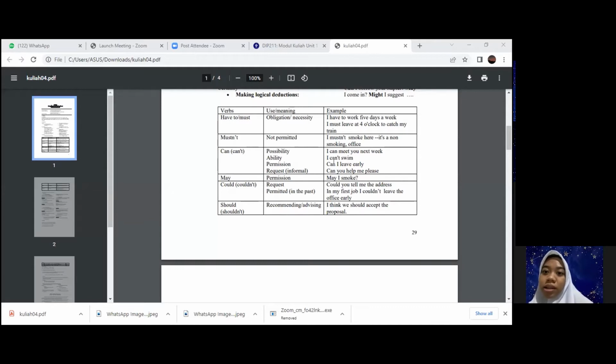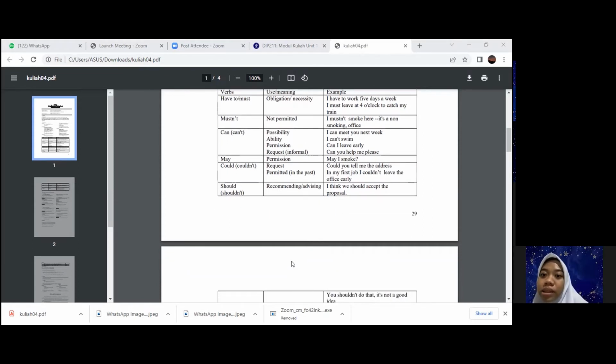Next, mustn't. That use or meaning is for not permitted. For example, I mustn't smoke here. It's a non-smoking office. And then, can or cannot. That use or meaning is for possibility, ability, permission, request, or informal. For example, I can meet you next week. I cannot swim. Can I leave early? Can you help me, please?